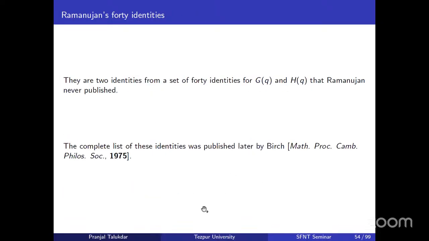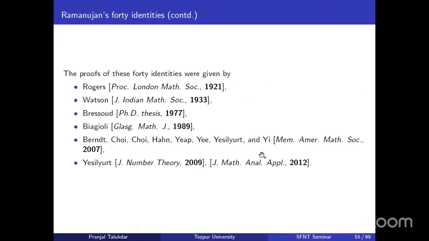Later it came to be known that these two identities were from a set of 40 identities for Gq and Hq that Ramanujan recorded but never published. The complete list was published much later by Berndt, and the proofs of these 40 identities were done by these mathematicians later on.